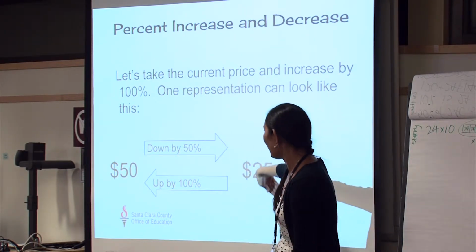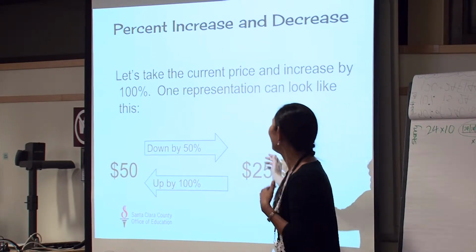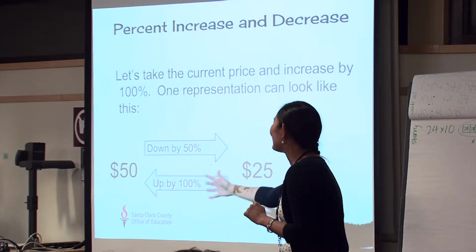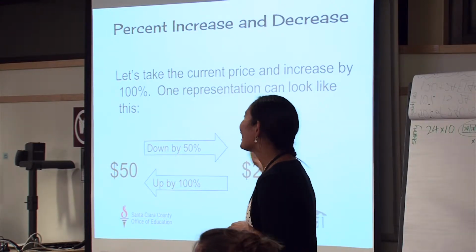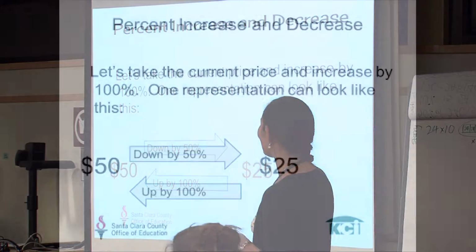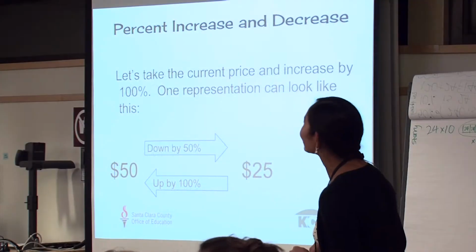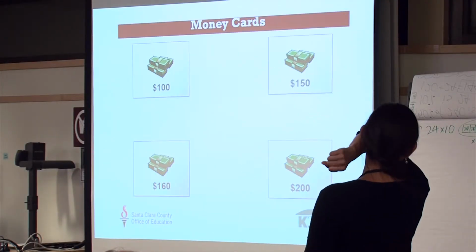And so here's one way you can represent it, right? Taking it down by 50%, more than 20%. So what representations can look like this, right? Taking price decreases and increases by 100%. We're okay with this.